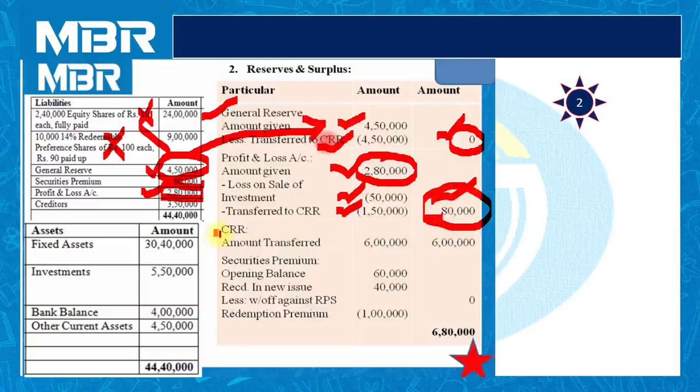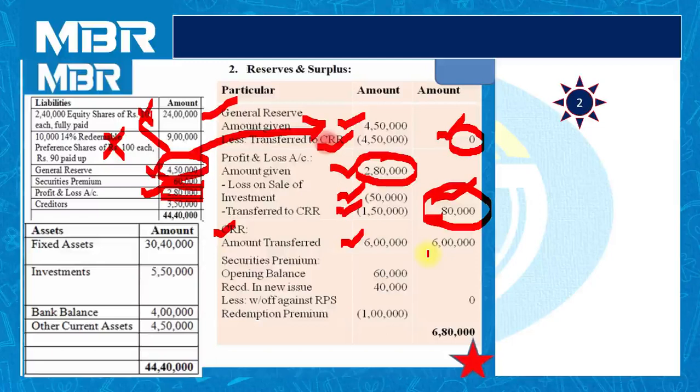Then the third item to be included in reserves and surplus, CRR. Amount transferred by the company to CRR is 6 lakhs. You can recall the journal entry. General reserve account debited 4,50,000. Profit and loss account debited 1,50,000 to CRR account 6 lakhs.